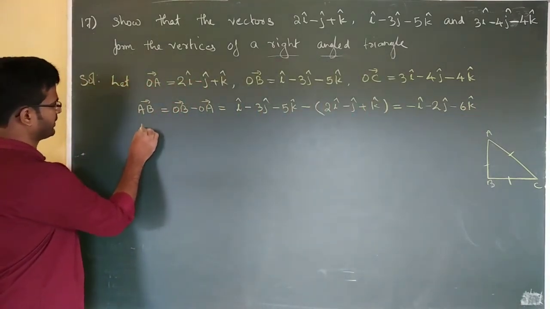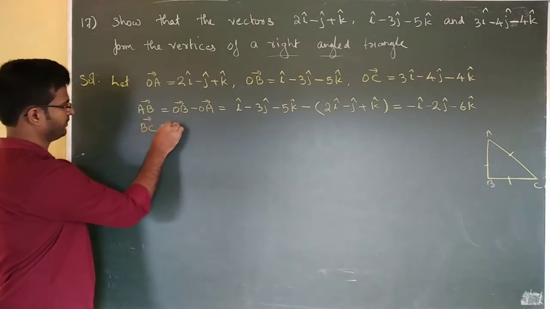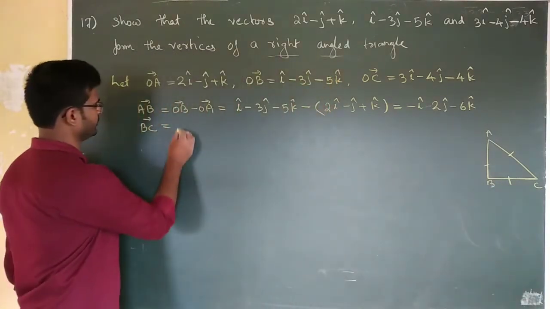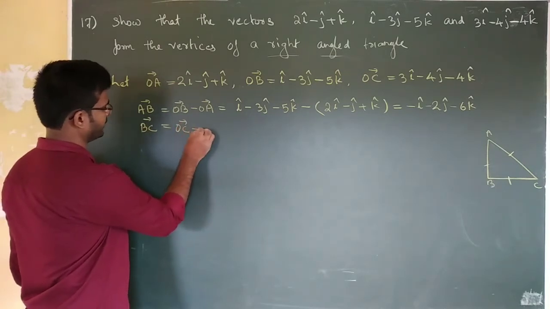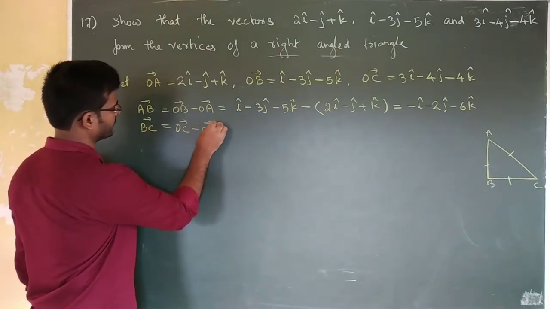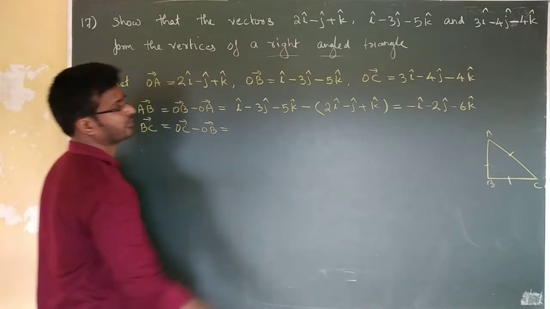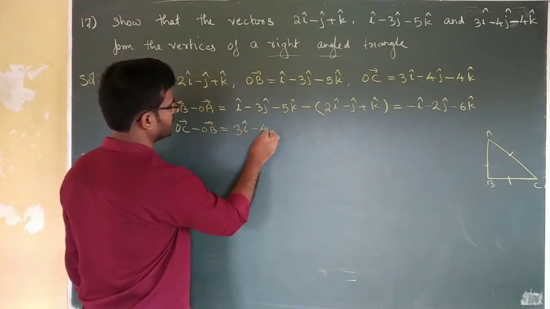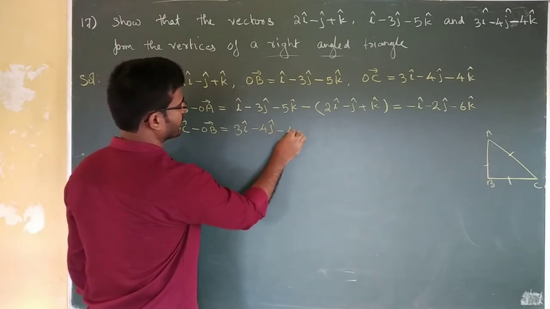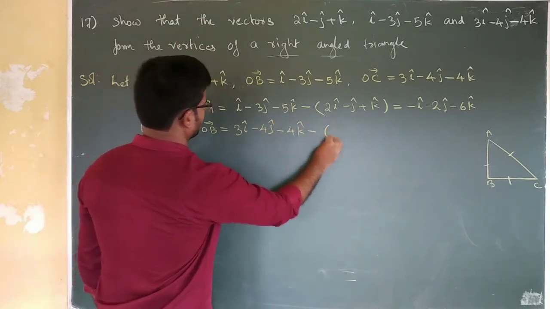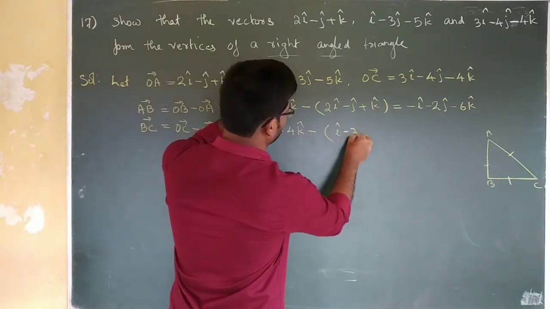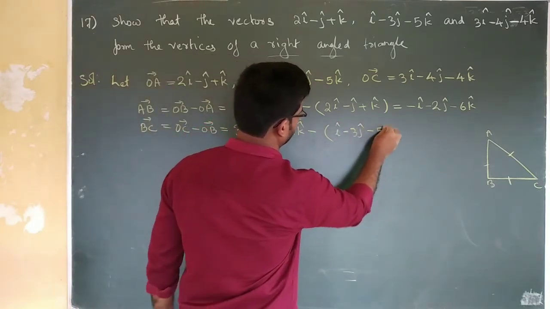Now we can find the next vector, that is BC vector. This downside part, BC vector equal to OC vector minus OB vector. OC vector we have already written, 3i minus 4j minus 4k. OB vector is i minus 3j minus 5k.